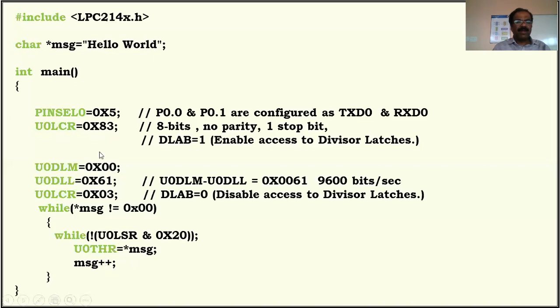Now the pointer is here. Now what's the value of this? E. E not equal to null. Yes, it once again comes here. Then it keeps checking whether THR is empty. If it is not empty, it keeps on executing this while loop. That is, we are waiting for that. So once THR is empty, it comes out. Then we are writing the new character, that is nothing but E, to THR. It keeps transmitting with that particular speed. Then message plus plus, increment the pointer by 1. Now it points to this third character.